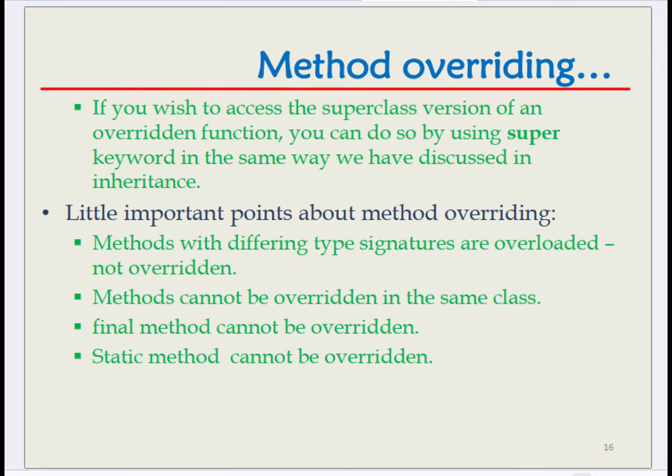Method overriding. If you wish to access the superclass version of an overridden function, you can do so by using the super keyword, in the same way we have discussed in inheritance. A few important points about method overriding: Methods with differing type signatures are overloaded, not overridden. Methods cannot be overridden in the same class. A final method cannot be overridden. A static method cannot be overridden.